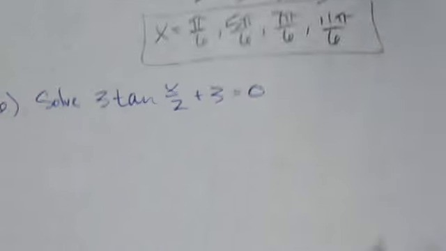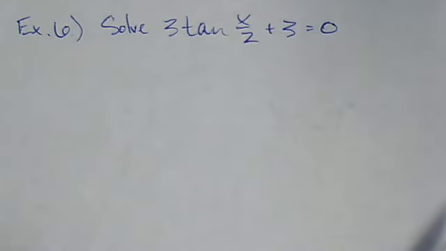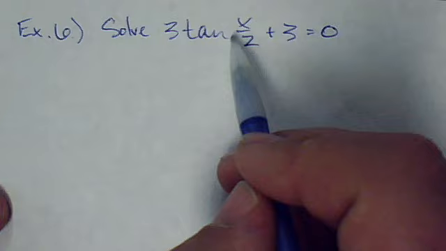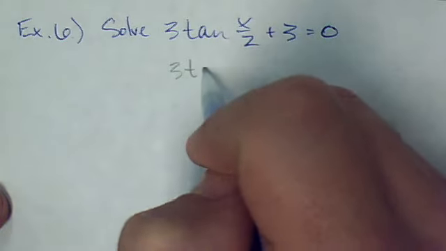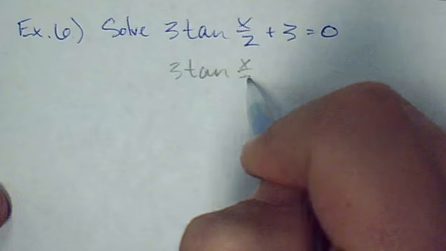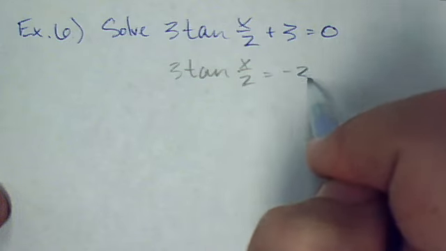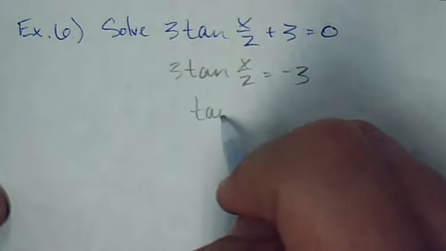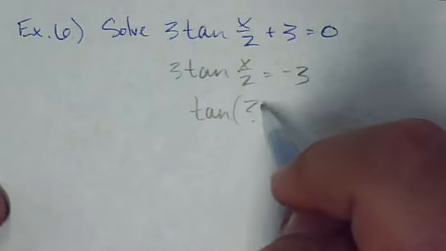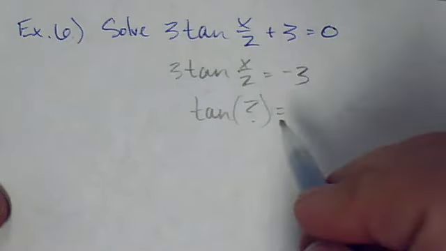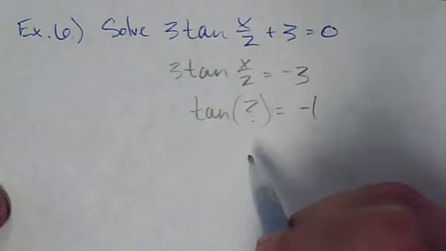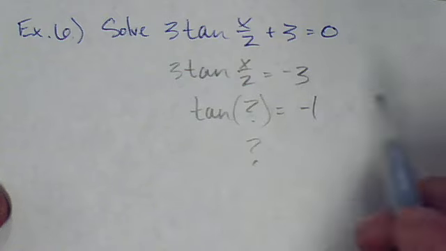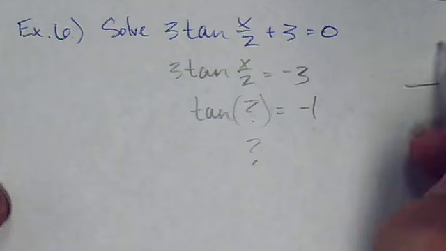Okay. Alright, so here's one where your b is 1/2. So if I subtract the 3 and divide by the 3, we'll say tangent of question mark. So we've got a scary angle there. So tangent of question mark is -1. Remember, tangent is slope.